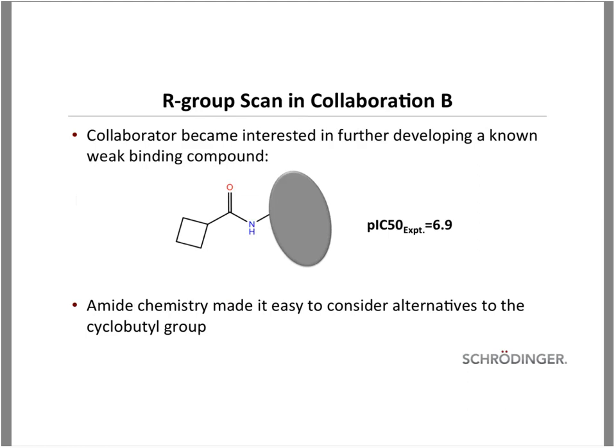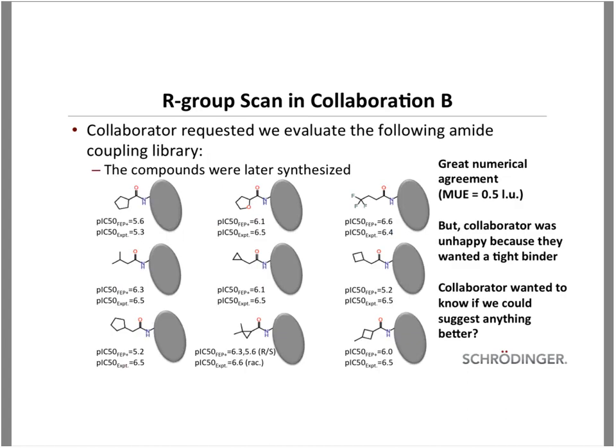100 nanomolar, sorry. The amide chemistry associated with making this compound made it fairly easy to consider alternatives to this hydrophobic cyclobutyl group in part of the core. There were a number of possible compounds that were able to be synthesized based on the available reagents, and FEP was used to rank order these compounds. These included small hydrophobic rings like the cyclopentyl or cyclopropyl with various hydrophobic substituents on them.